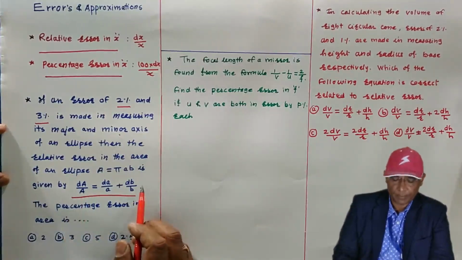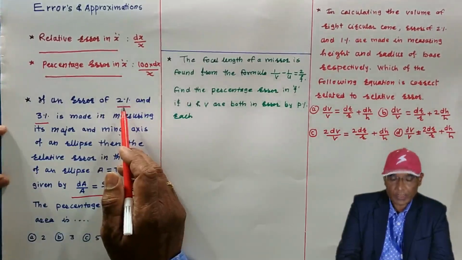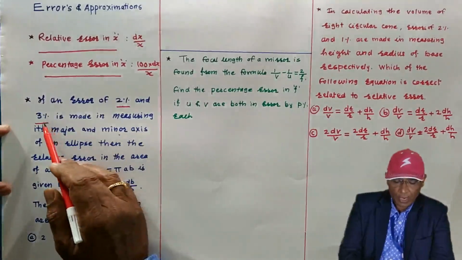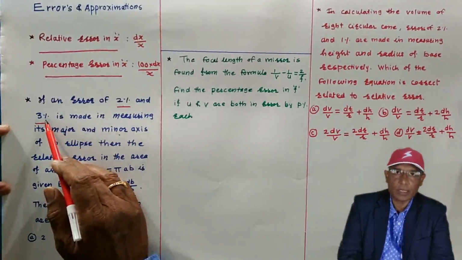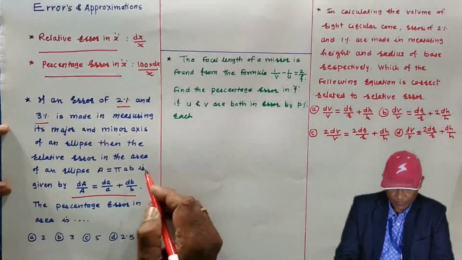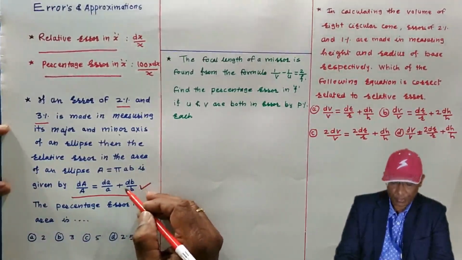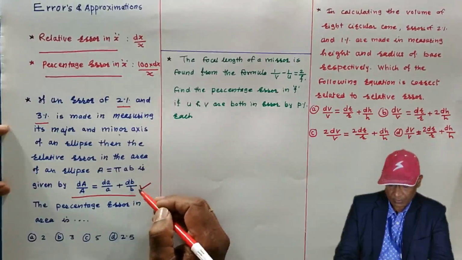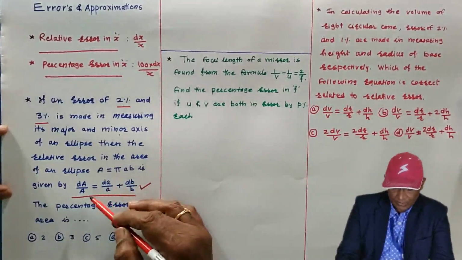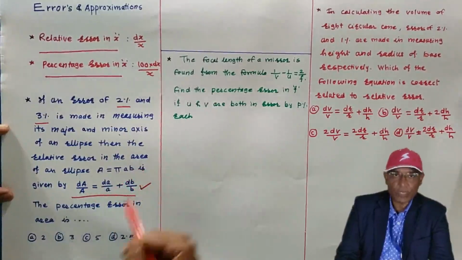So try to understand what is given. The 2% is the error made while measuring a, and 3% is the error while measuring b. A and b are the major and minor axis respectively, and this relative error equation is given. This is an MCQ. In a long answer question this would be required to be found, but here it is given to you: dA by A equals da by a plus db by b, where capital A is the area of the ellipse.